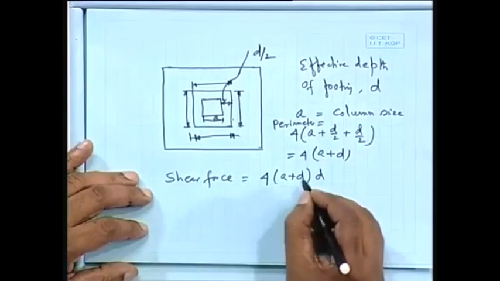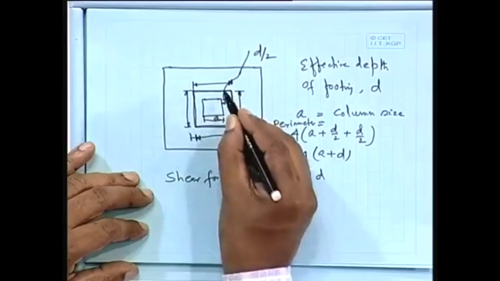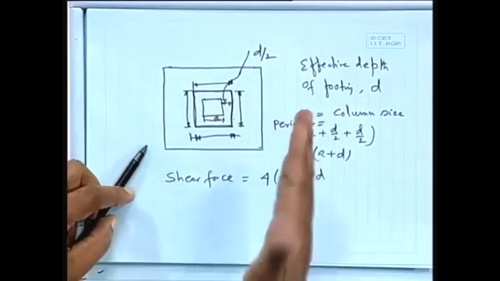Please note, we are talking about the perimeter, this is the perimeter. What about the area? Area means this one, because if this is at D by 2, I can say this is the column, and we are going at a distance D by 2 in all sides. So, we shall get the perimeter that we can compute.